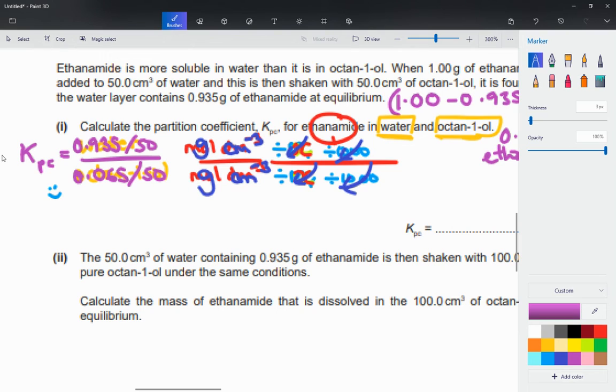As 50. It would be like 0.935 grams per 50 centimeters cubed. If you wanted to express that as moles, you just divide the grams by the molar mass of ethanamide, and then you would divide the 50 by 1,000. And we've been through that. So the ratios, the proportions, are exactly the same, because the Mrs and the thousands cancel out. So this is the calculation that you need to take forward.